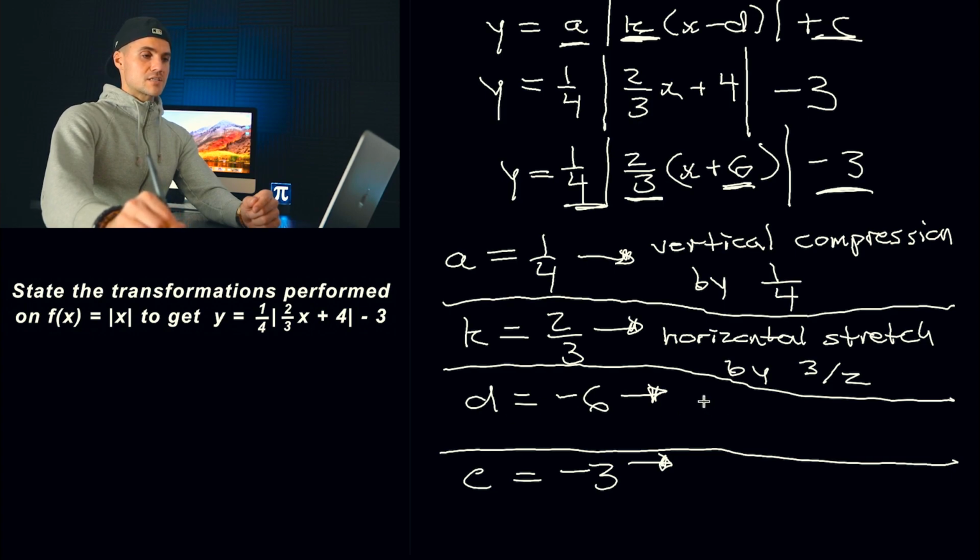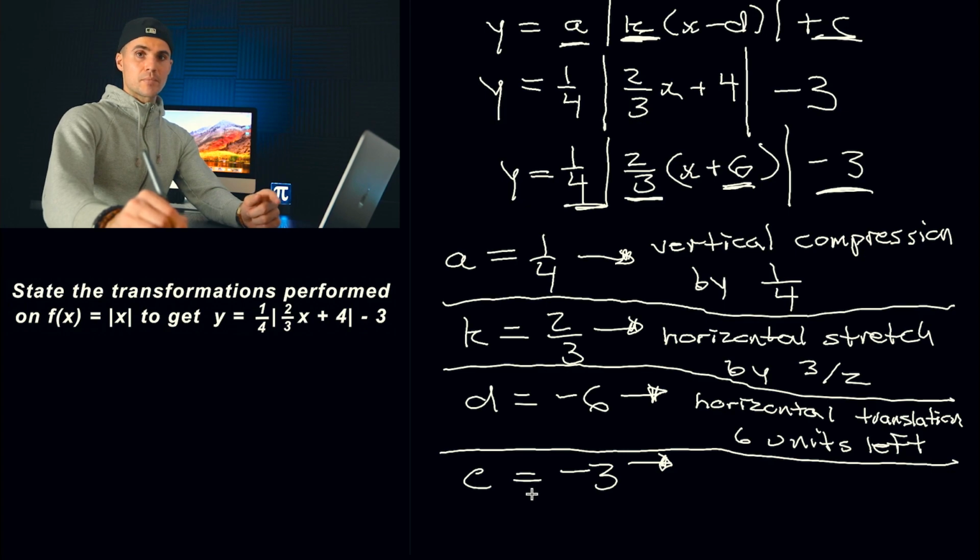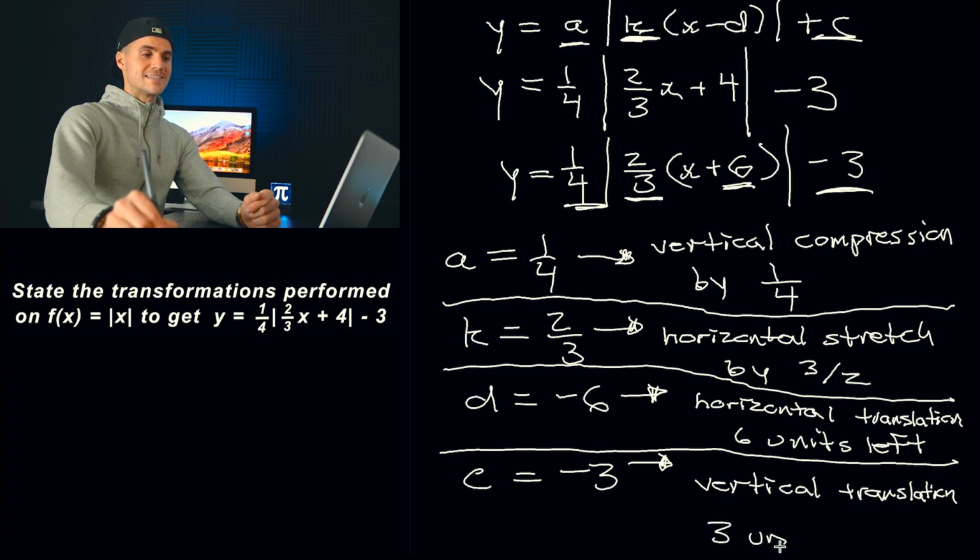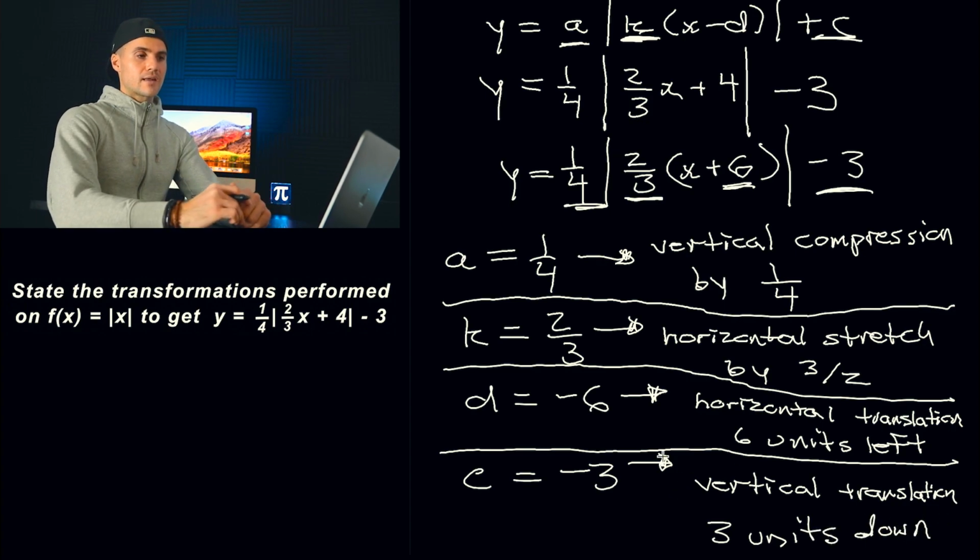And then this d value of negative 6, well, that is a horizontal translation, 6 units left. And then the c value deals with translations up and down, vertical translations. Since it's negative, there's a vertical translation 3 units down. And that ends up being the answer to this question.